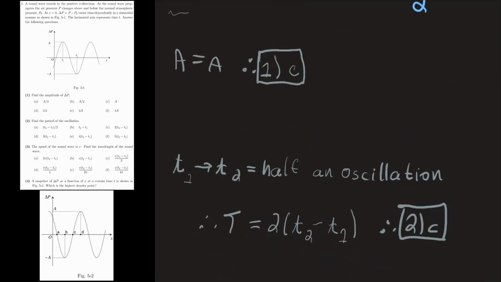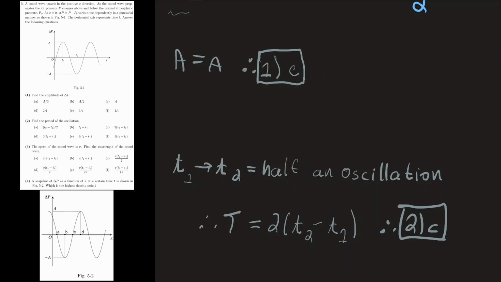Next is part 2, which says find the period of the oscillation. For this, we can use the definition of the period, which is the time between adjacent peaks or troughs. The question does not give us anything about two adjacent peaks or two adjacent troughs, but it does give us the time it takes to get to a peak, and then the time it takes to get to the trough immediately after it. And crucially, the time from a peak to a trough is half the time from a peak to the next peak. Hopefully that makes sense, right?